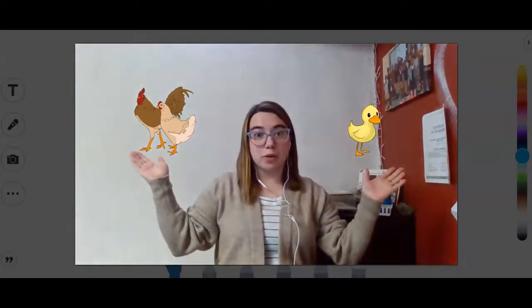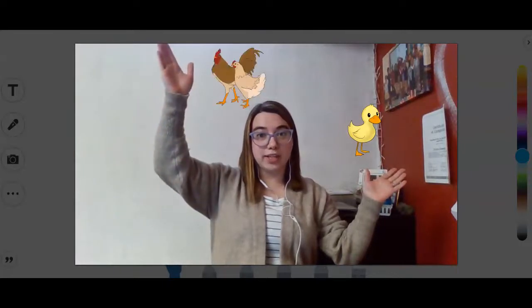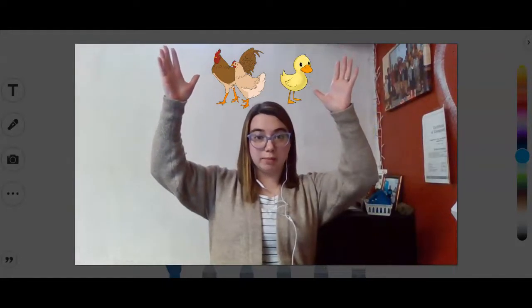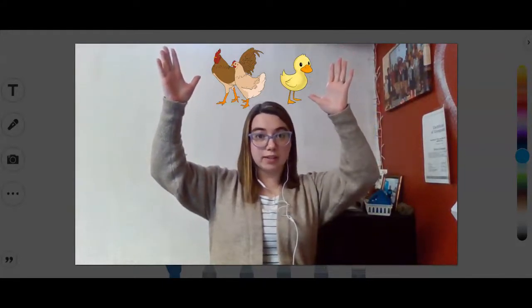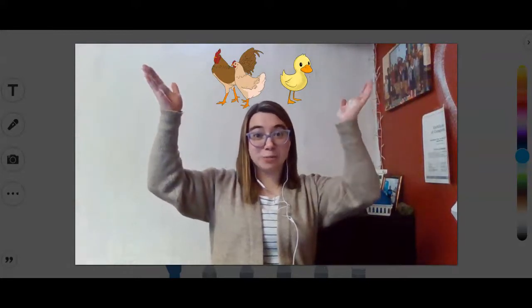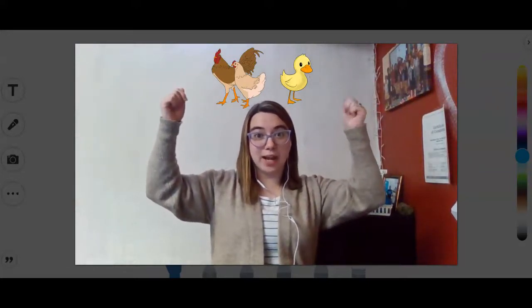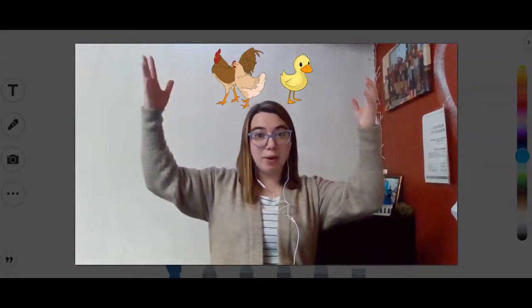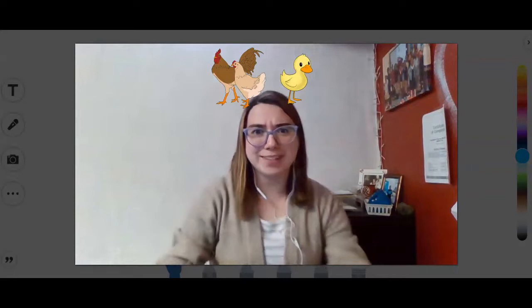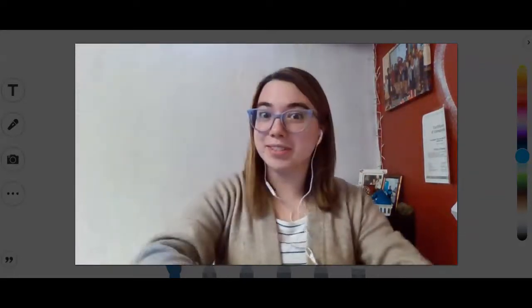So I'm going to scooch on up my chickens and scooch on up my duck. And now how many birds do I have all together? 1, 2, 3. 3 birds. So we had a part, and now they're whole. How cool is that? Let's take a look with some other examples, shall we?